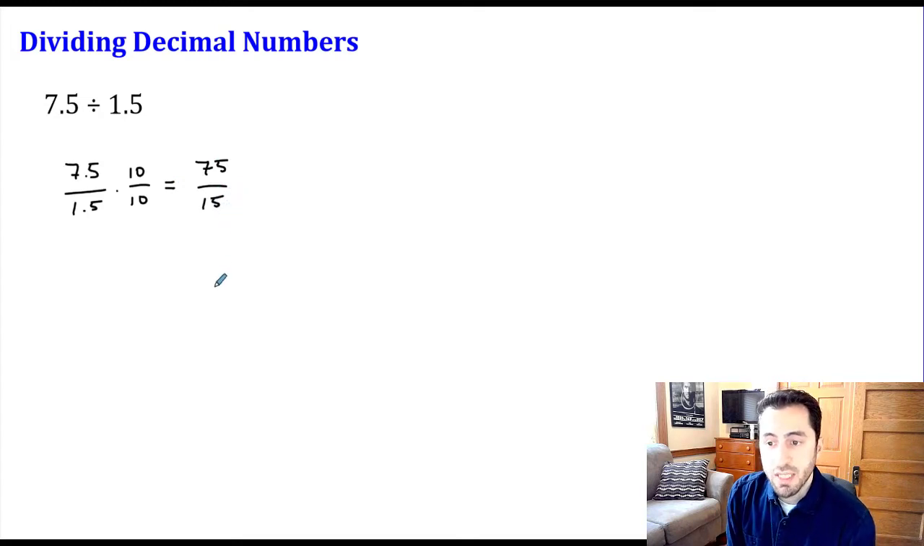75 over 15, those are both whole numbers now, and this division is actually pretty simple. So 75 over 15, that will simplify to 5. So that tells me that 7.5 divided by 1.5 is also equal to 5. So that works out nicely if we notice that our decimal spots are the same amount or that the two numbers work well together. Now let's talk about the second way.